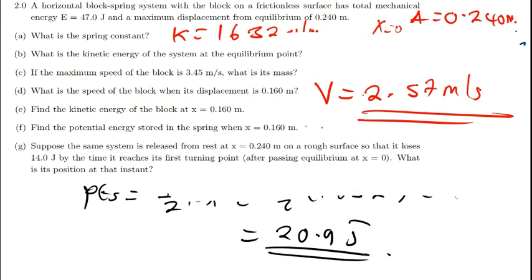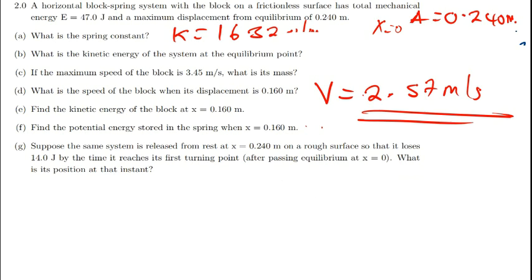Let's go to the last one. The last one is saying, suppose the same system is released from rest at x is equal to 0.24 meters on a rough surface so that it loses 14 joules by the time it reaches its first turning point. After passing the equilibrium at x is equal to 0, what is its position at that point? They want us to find the x value.